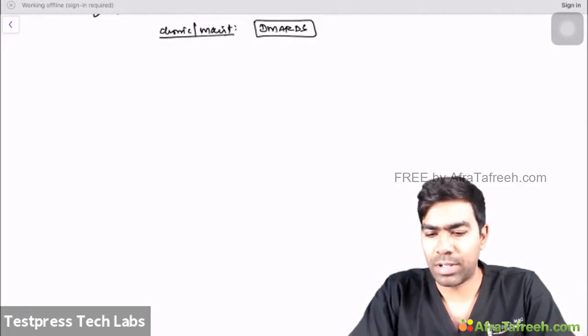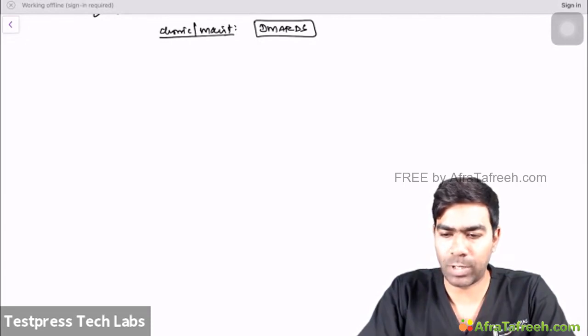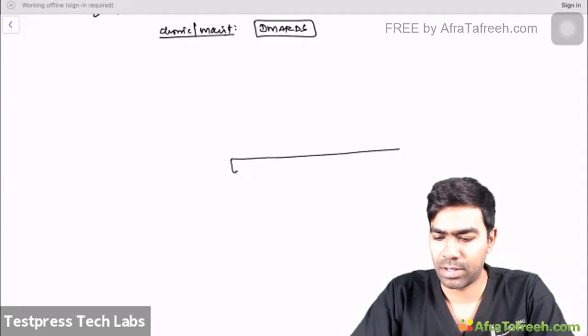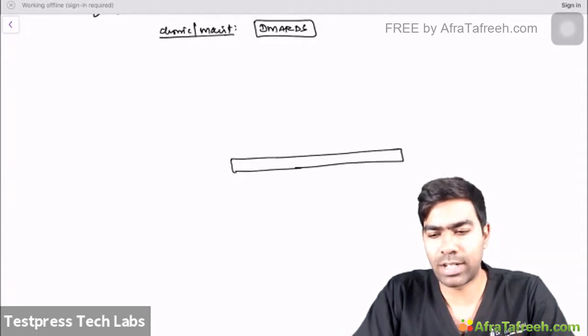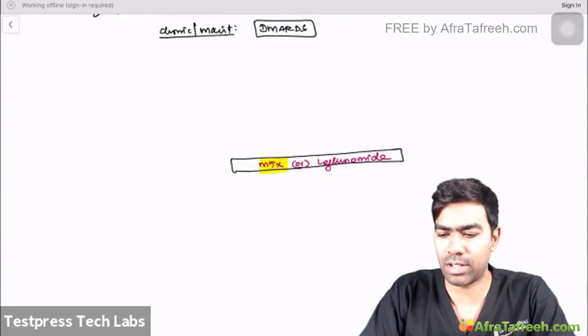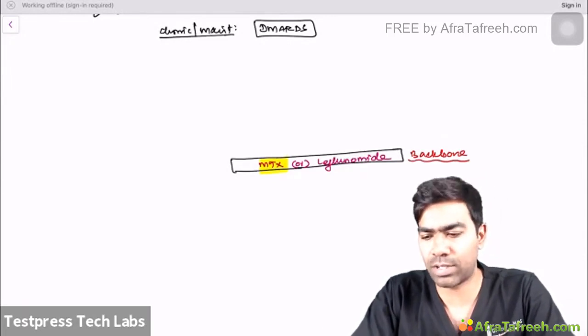As far as DMARDs are concerned, most of them are oral drugs. First of all, you have something called a bed therapy. So let us draw something like this. So you have a bed therapy. There are two drugs that can act as this sort of a bed therapy. One is methotrexate, or alternatively, you can use leflunomide. Among these two, if you want to prefer only one, I'll always choose methotrexate. Methotrexate forms the backbone. So I can write, these are the backbone of RA therapy. So either you have to start with methotrexate or leflunomide.